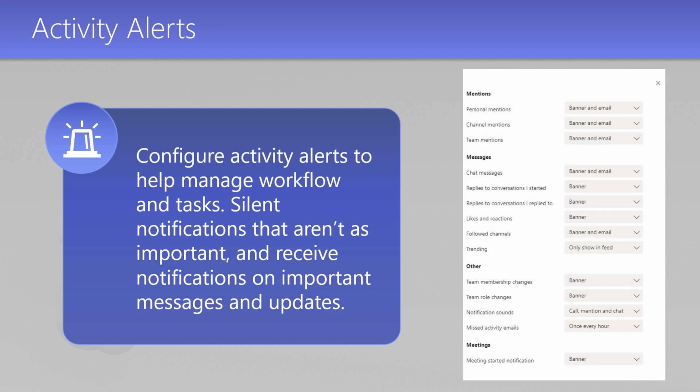Activity alerts are very, very nice functions. Again, we looked at this in the last module, how I can modify my notification environment. So I have my mentions, my messages, my meeting settings. Configure alerts to manage your workflow and your tasks. Silent notifications that aren't important, enable those for non-important conversations, and then enable dual functionality like banner and email on important messages and updates instead of just an email or just a banner.